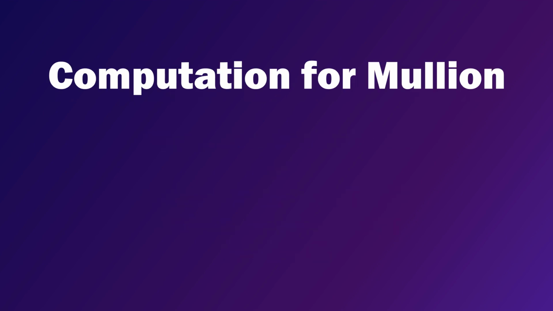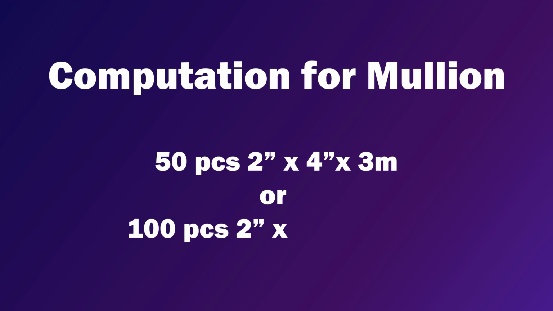Next is mullion. I don't know if the sign next to 100 is a minus or just a dash. That's why I'm confused. But if we can see in the book and assume that it is just a dash and that dash means pieces, it tells us that we need to order 50 pieces of 2 inches by 4 inches by 10 feet, or let's just convert 10 feet to 3 meters of material for mullion, or we can also do 100 pieces of 2 inches by 4 inches by 5 feet, or just convert 5 feet to 1.5 meters.